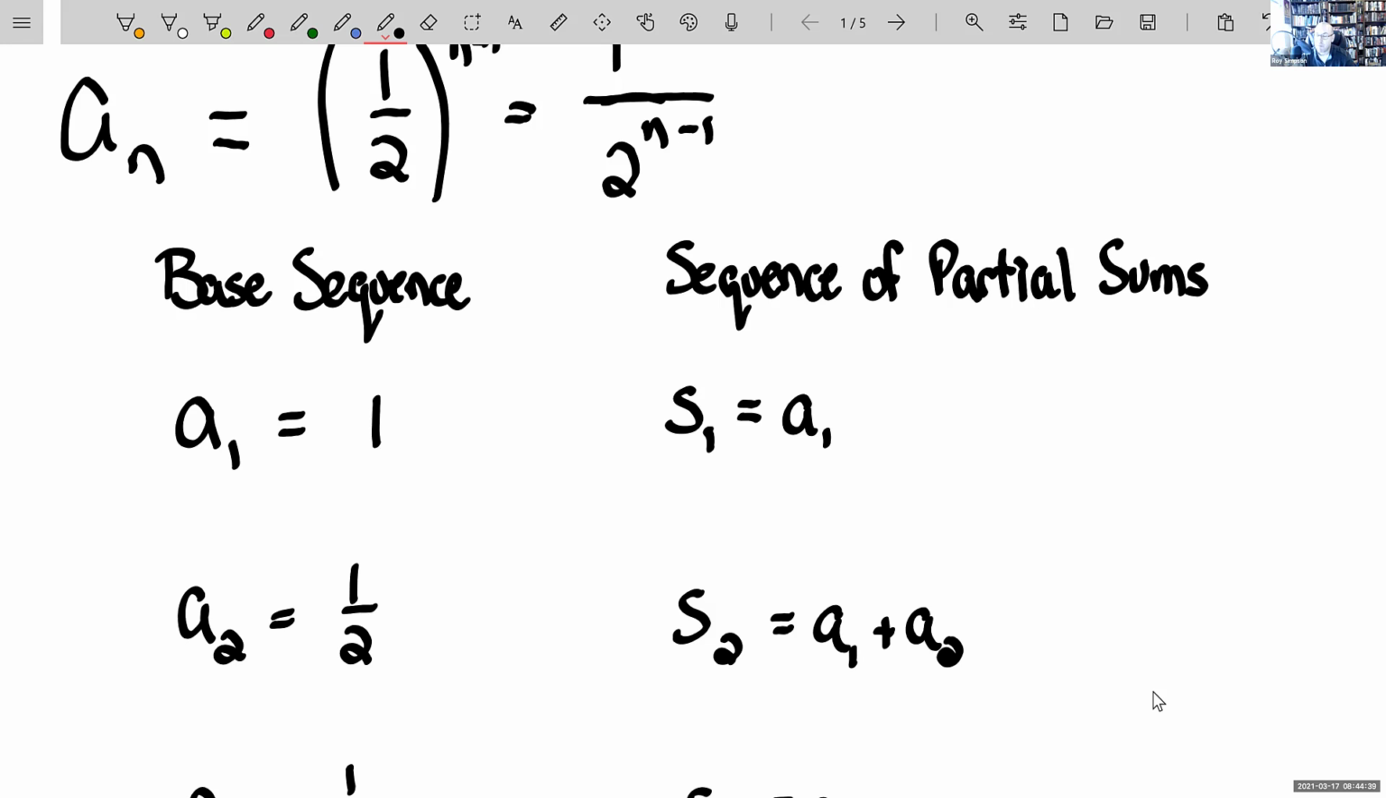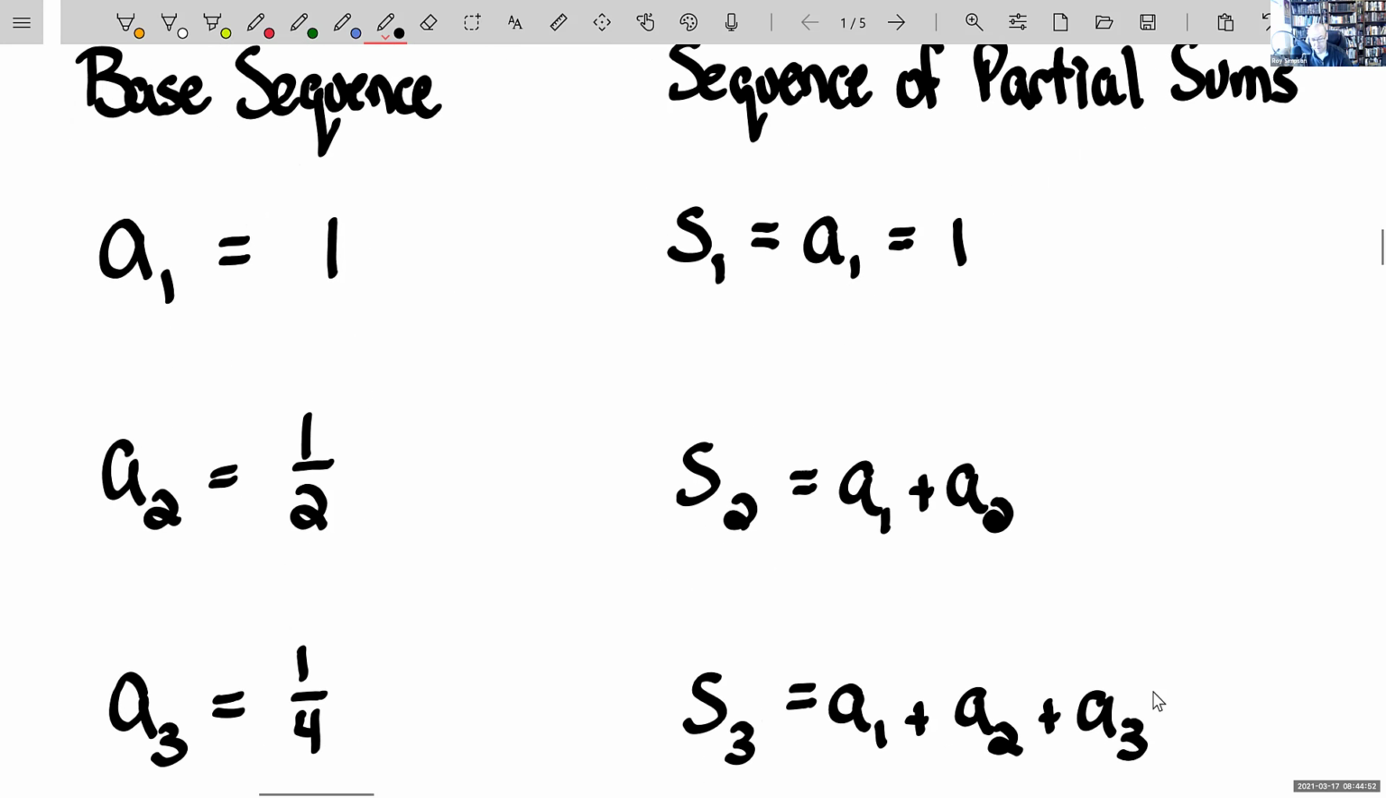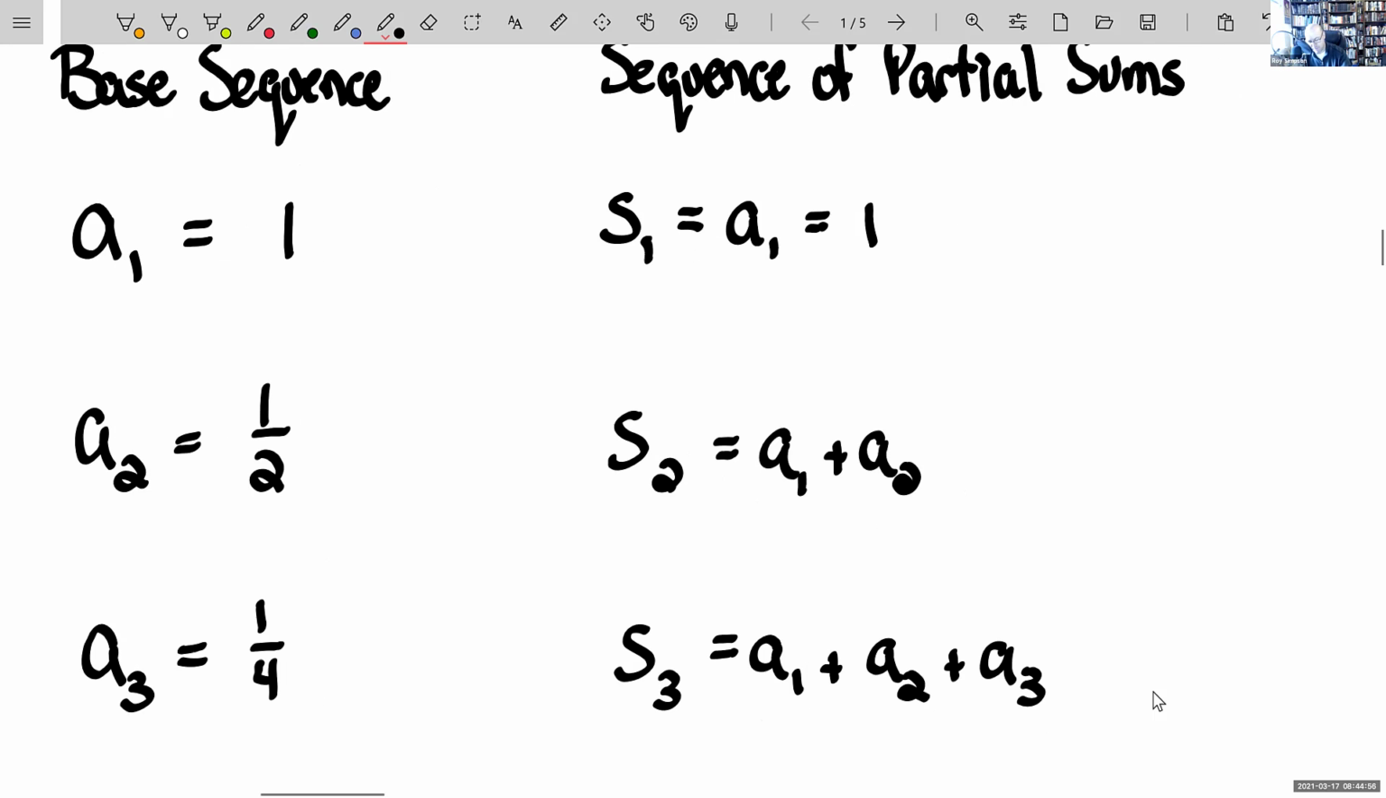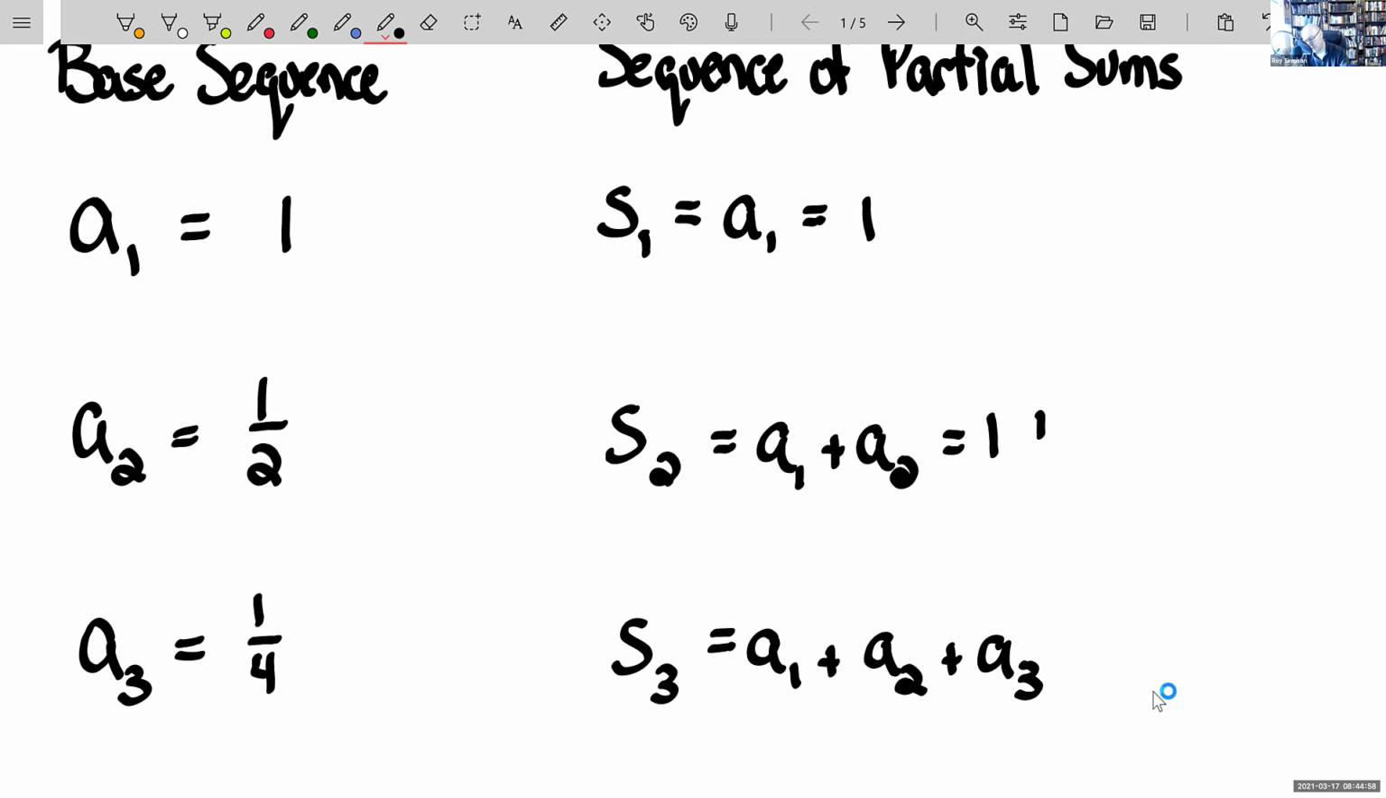So let's see what that sequence of partial sums looks like. Well, S sub 1 is the sum of the first element in our sequence, which is just going to be A sub 1, which is just going to be 1. S sub 2 is the sum of the first two elements of our sequence, which is 1 plus a half, which is 3 halves.